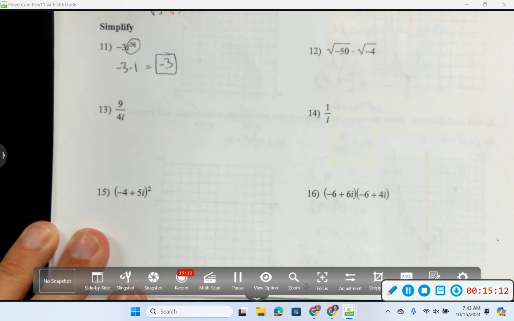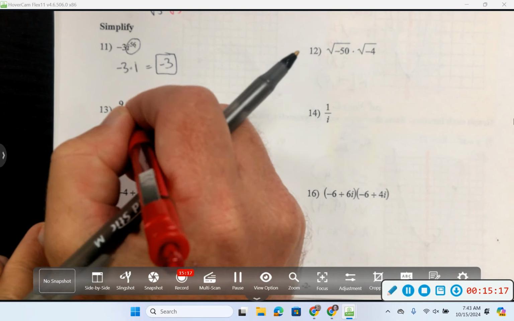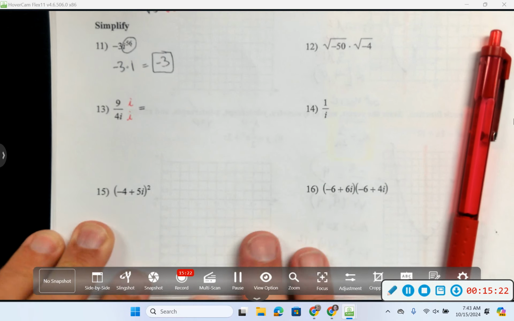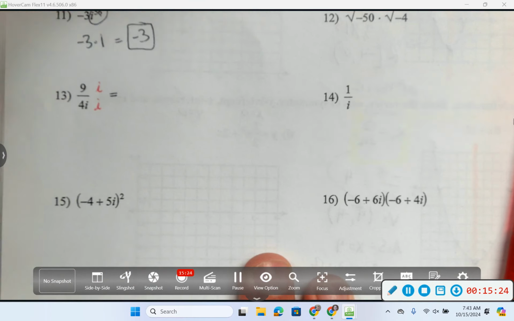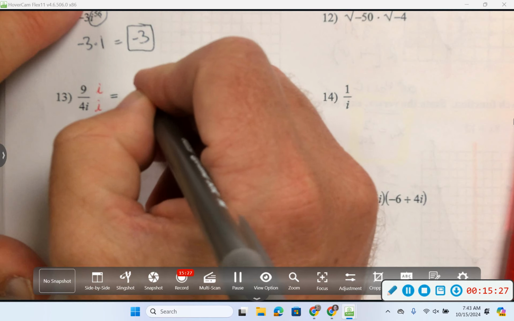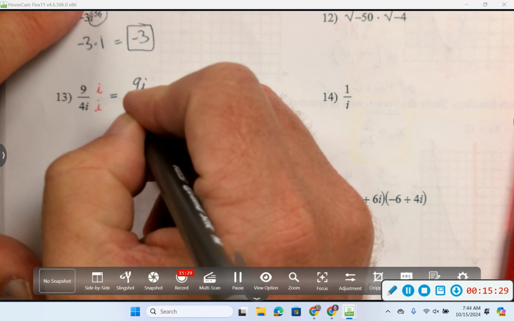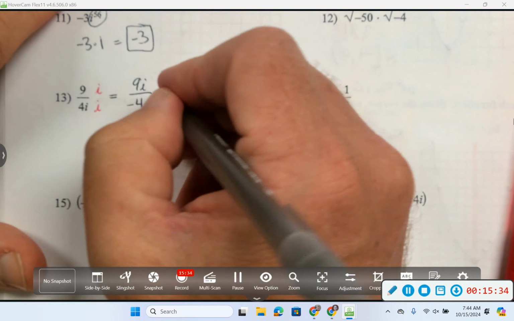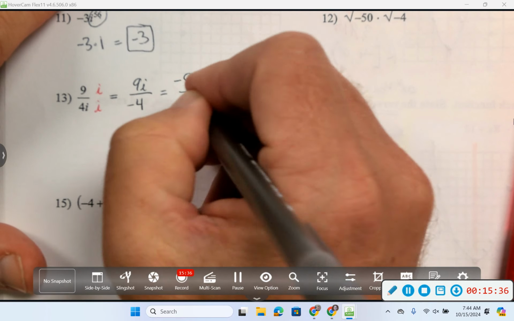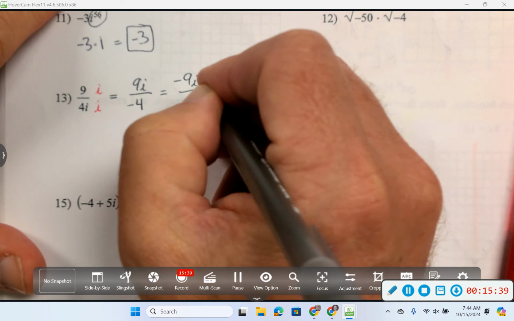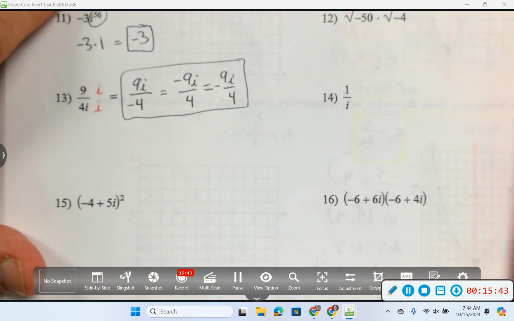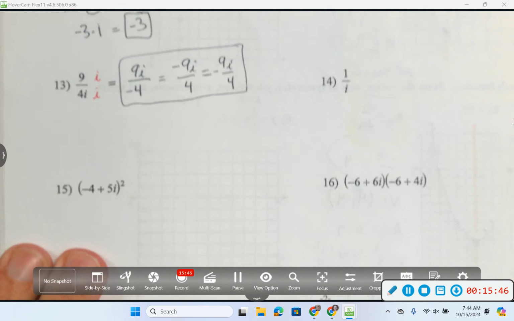How about 13? What am I going to do to fix that? Let's do i. Multiply top and bottom by i. i is the square root of negative 1. We don't like square roots in the bottom. We fix square roots by multiplying by them. So 9i over 4i squared. So you could leave it as 9i over negative 4. You could move the negative to the top. You could put the negative out front. All of those are the same thing. Any of them would be acceptable.